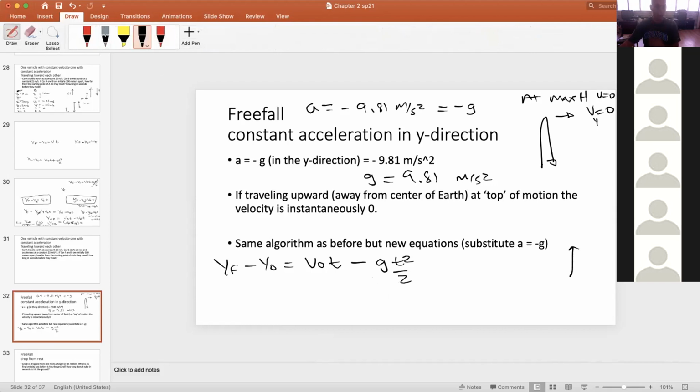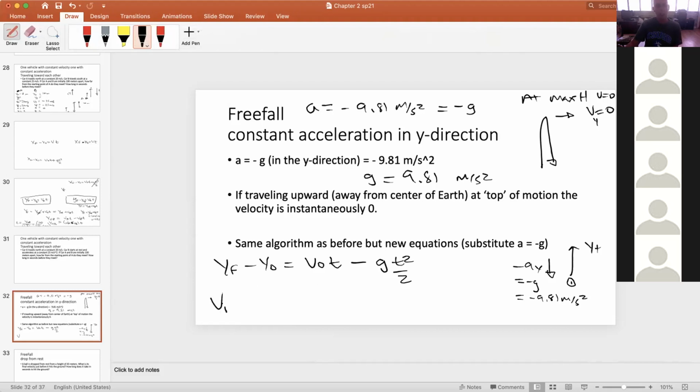The reason it has a negative sign is because we are assuming always in free fall that the center of the Earth is down and y is positive away from the center of the Earth. So as you go up away from Earth, y has to be positive in order for the acceleration to be in the negative y direction. So this is negative ay, which is equal to negative g, which is equal to negative 9.81 meters per second squared.